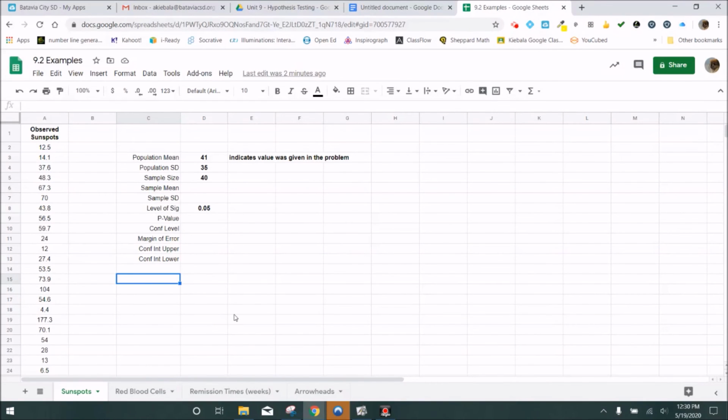Okay, so this is the sunspot problem. They gave us a population mean of 41, a population standard deviation of 35, 40 observations, level of significance of 0.05, and we are testing the null hypothesis that the mean is actually 41. So I'm going to do this part on Google Sheets. So sample mean equals average, and I'm going to highlight all of the data over here.